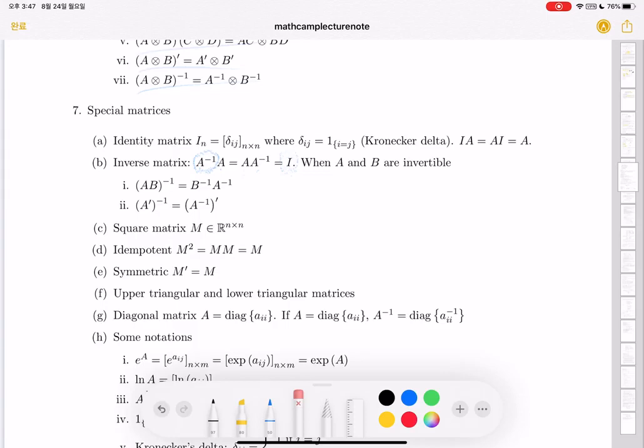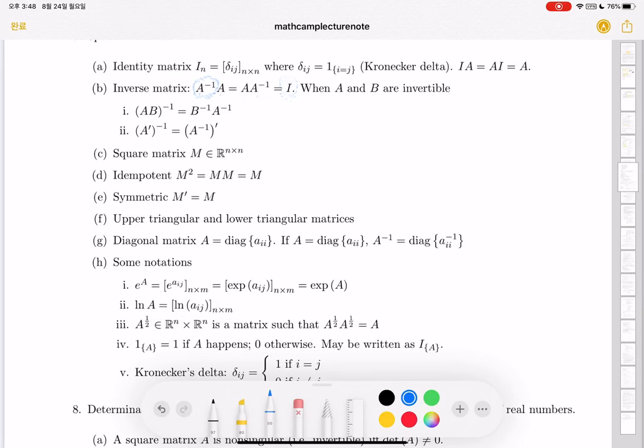When A and B are invertible, then (AB) inverse is B inverse times A inverse, and (A transpose) inverse is (A inverse) transpose. Okay. A square matrix is a matrix whose column dimension and row dimension are the same.